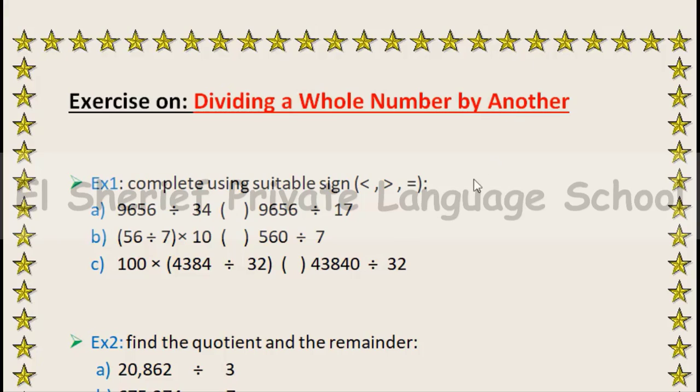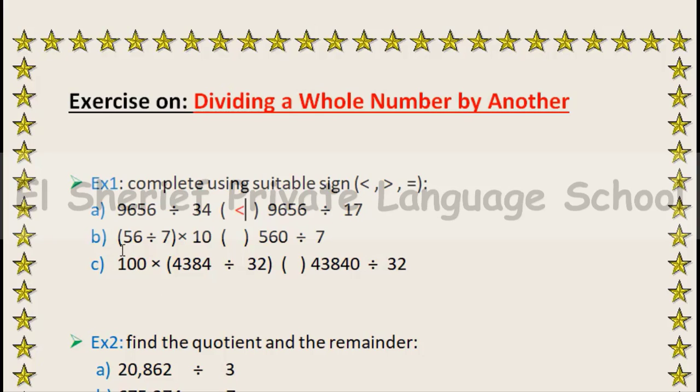So here we have 17 and 34. So 9656 divided by 17 is greater than 9656 divided by 34. Like that. Okay, this is the answer.